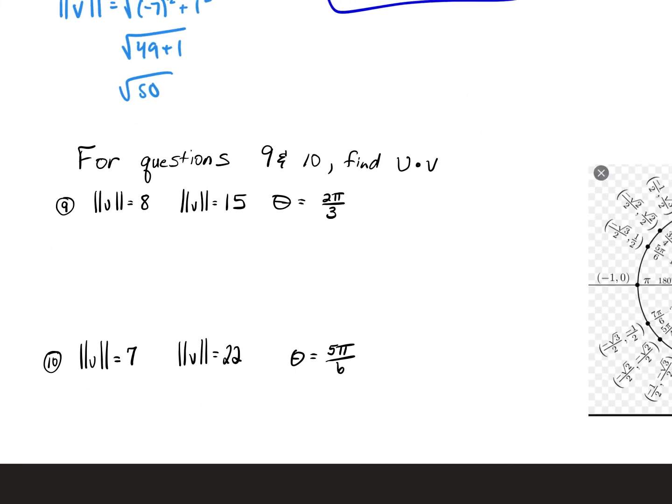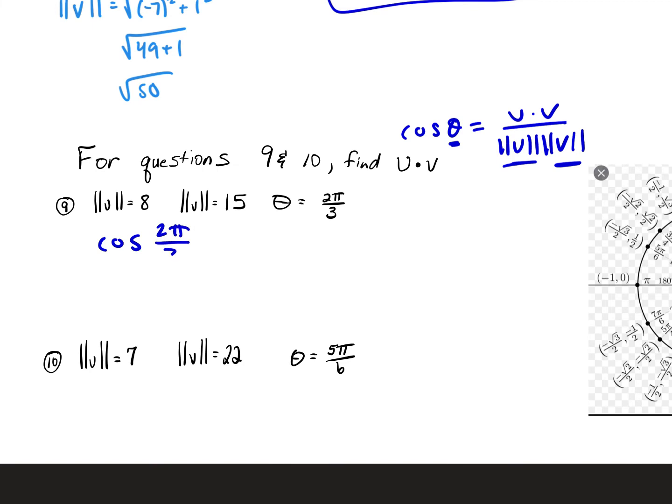All right. So for 9 and 10, we have to find the dot product. So again, we're using that formula. I have cosine theta is equal to the dot product over magnitude of u times magnitude of v. So first thing I want to do is plug in everything that I have. So I know what theta is, I know what the magnitude of u is, and the magnitude of v. So I have cosine of 2 pi over 3, and that's equal to the dot product over the magnitude of u is 8 times magnitude of v is 15.